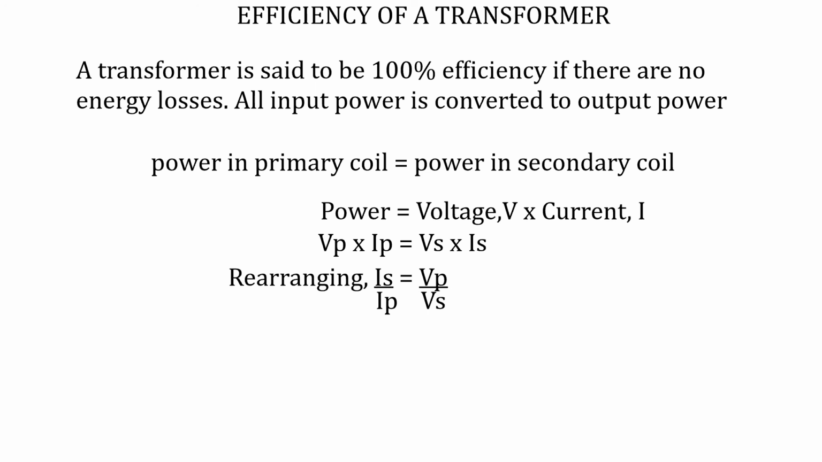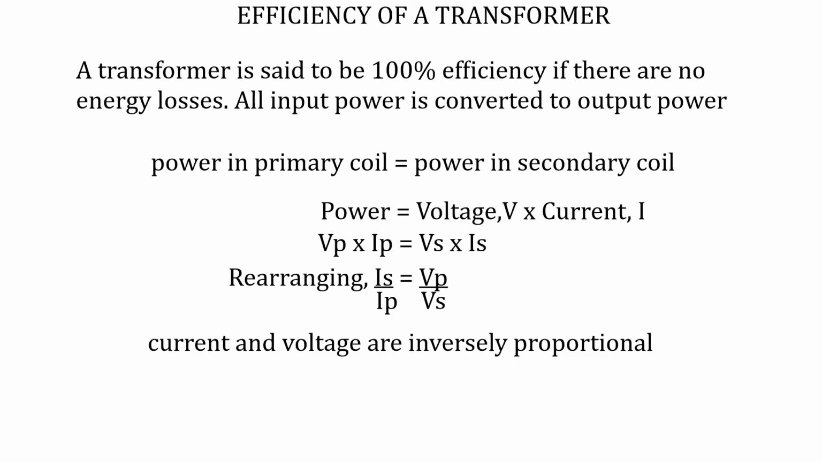Rearranging gives us Is over Ip is equal to Vp over Vs. From this relation, we see that for an ideal transformer, current and voltage are inversely proportional. Therefore, if voltage doubles, current is halved. In actual fact, transformers are not 100% efficient because the coil or windings have some resistance which causes them to heat up, and so then energy is lost as heat. Heat is also lost through the iron core. This can be reduced by laminating the iron core.